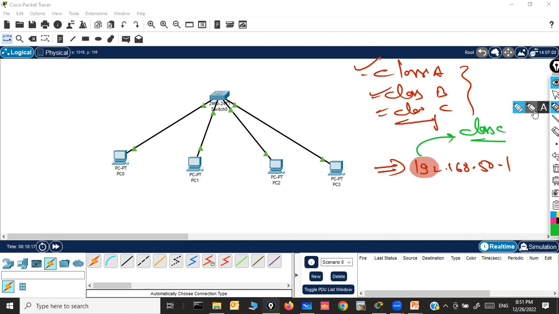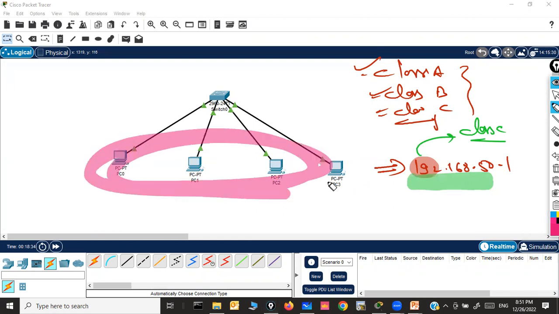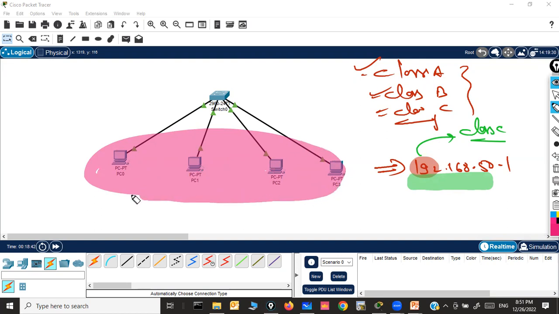And in Class C, the initial 3 octets define the network bits and represent the network portion. And what is our objective? The objective is to put all 4 computers in one network so that they can freely communicate with each other. I have identified that the IP address is from Class C. Now the next step is assigning IP addresses to these machines.